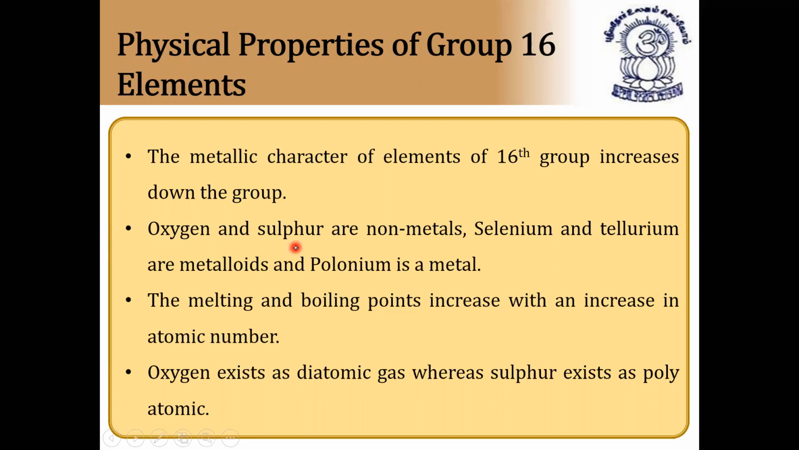As I told you, sulfur and oxygen are non-metals, selenium and tellurium are metalloids, and polonium is a radioactive metal. Actually, you should write it here as radioactive metal, because we will study radioactive elements in nuclear chemistry, not under this topic. The melting and boiling points increase with an increase in atomic number. As we go down the group, non-metals change to metals, so automatically the melting and boiling points are more for metals when compared to non-metals. That's why the melting and boiling points increase with an increase in atomic number.